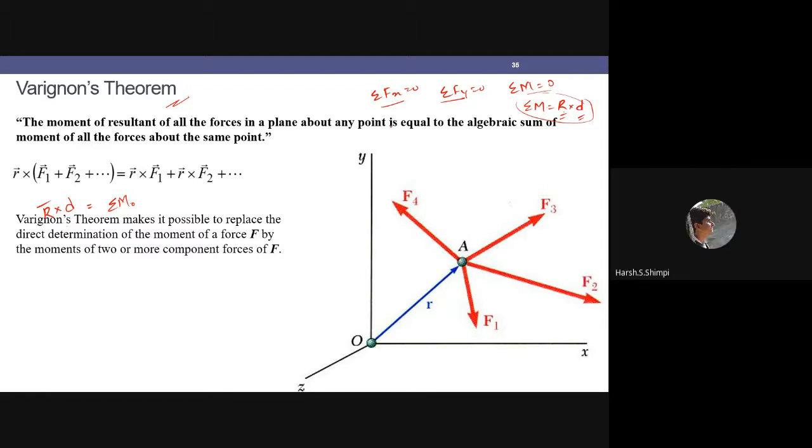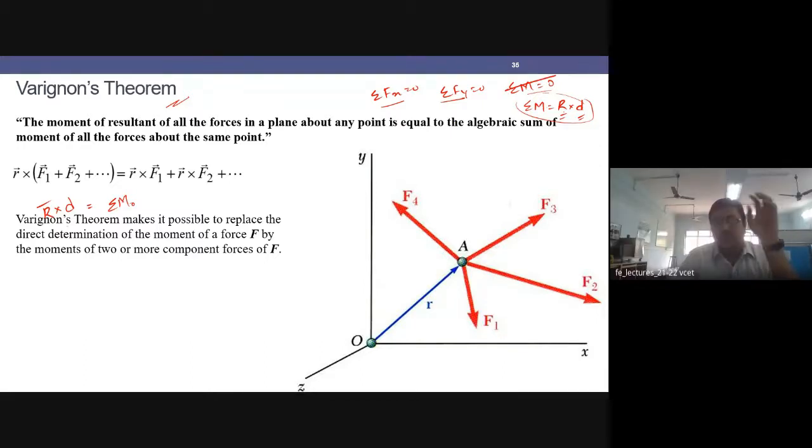I understood that. I just want to ask about the initial one where all three values are taken as 0. No, that is not necessary only for a concurrent force system. When I'm talking about a parallel force system, I take sigma Fx equal to 0, sigma Fy equal to 0, and sigma M equal to R into d. I have three equations to solve.